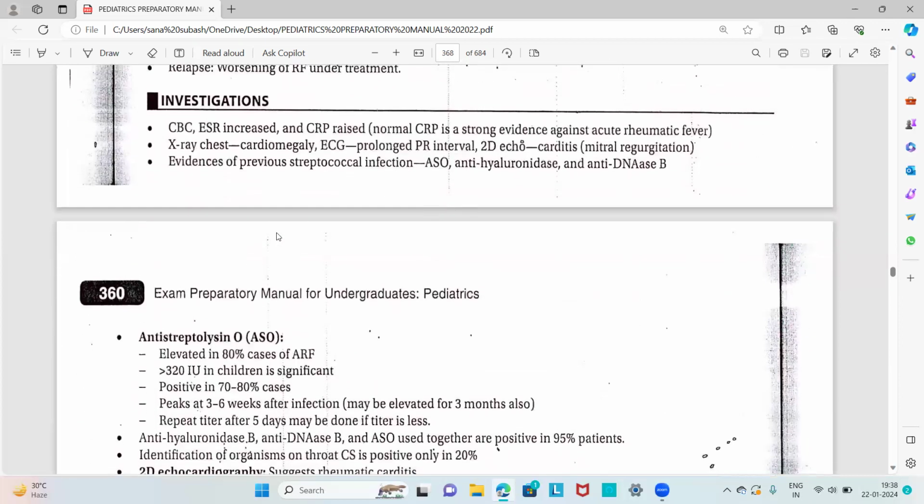Then these are the investigations: CBC, ESR, and CRP is raised. X-ray chest shows cardiomegaly, ECG shows prolonged PR interval, and 2D echo shows the carditis, that is mitral regurgitation. Evidence of previous streptococcal infection is diagnosed by assessing the ASO titer, anti-hyaluronidase and anti-DNase B.